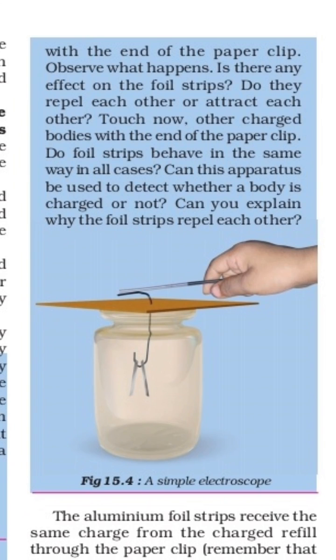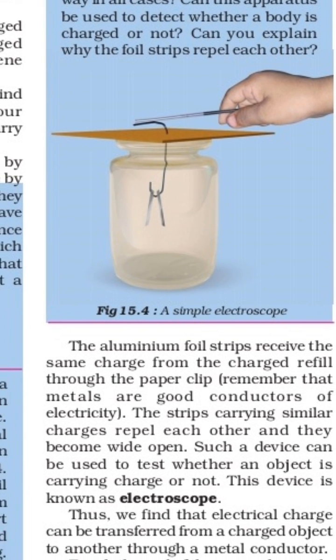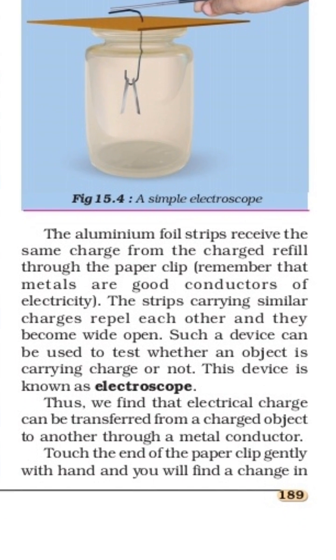Because the aluminum strips are receiving the same charge. The refill is charged by rubbing on one material, and it gets one charge, maybe positive or maybe negative. When it is touched to the paper clip, it transfers the same charge to both aluminum foils, and that's why they are repelled to each other.